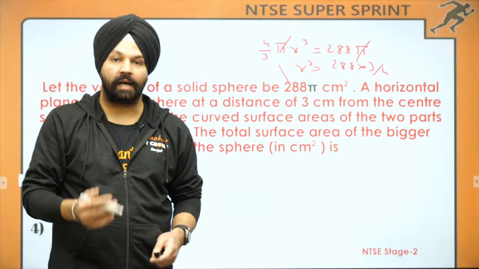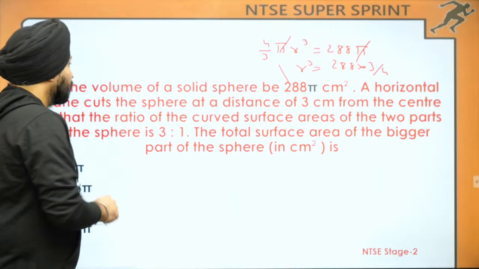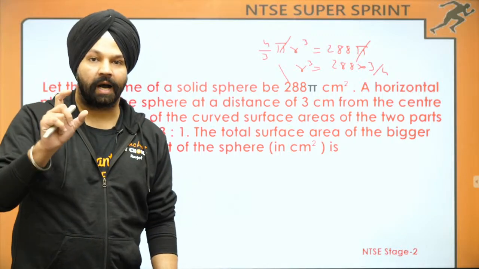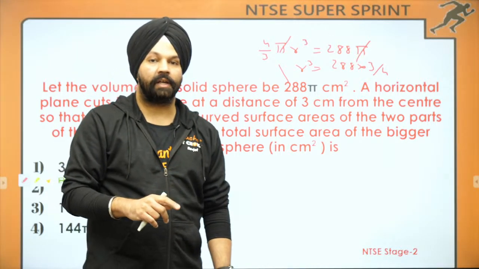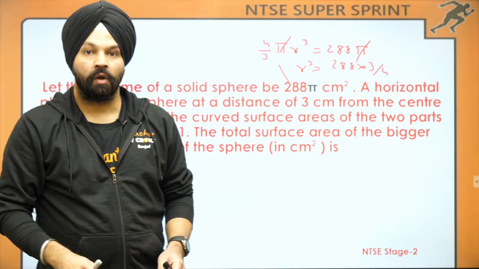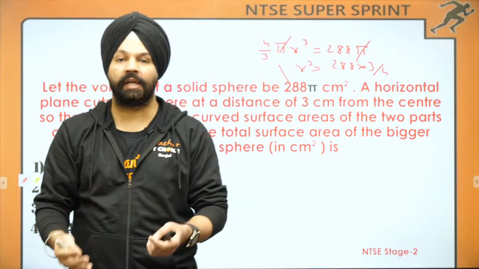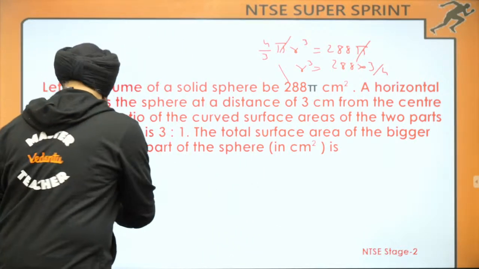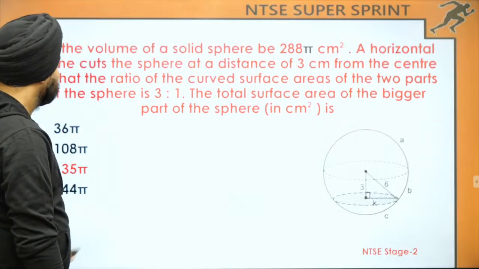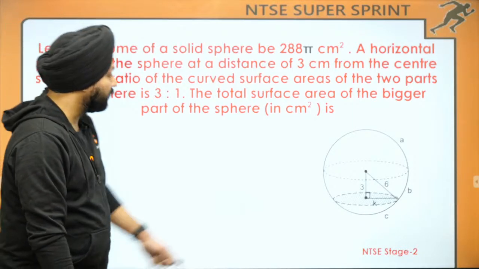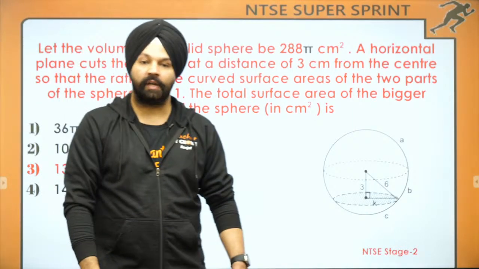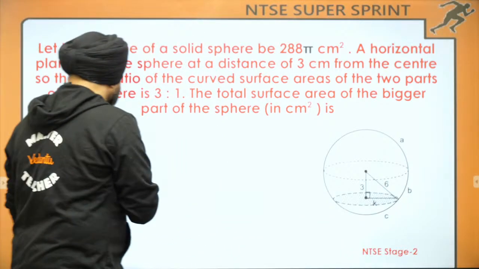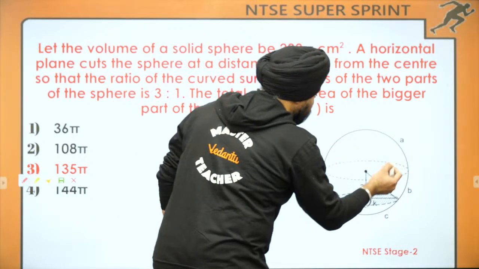So now let's move the story forward from here. I repeat, we have been told the volume. From the volume we shall calculate r, and from r we shall calculate the total surface area of the full sphere. After that we will understand what the question is asking, and how we can apply a shortcut on it. So the answer is 135 pi, and the diagram is now in front of you. Let me darken this diagram a little. There is a sphere.